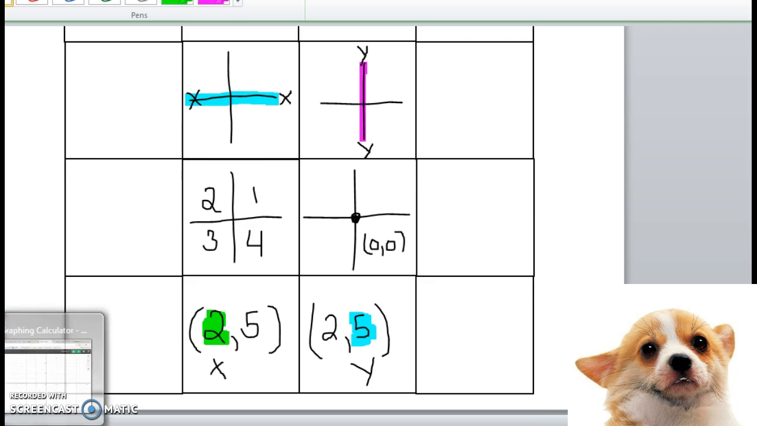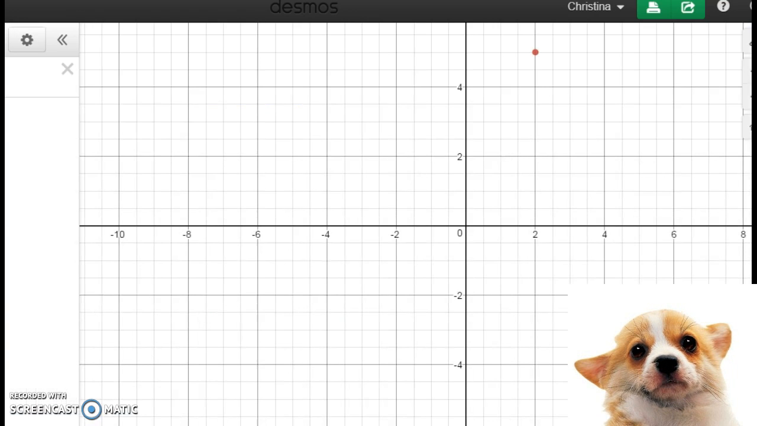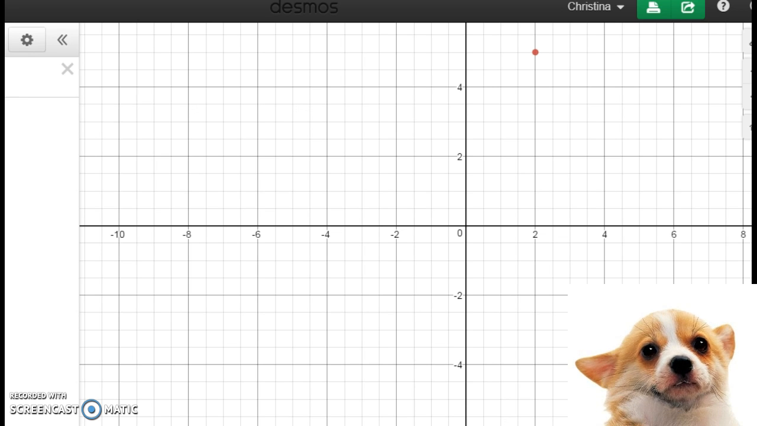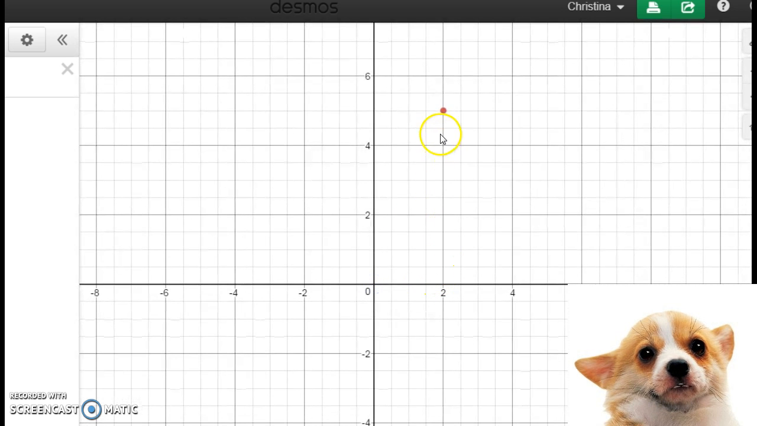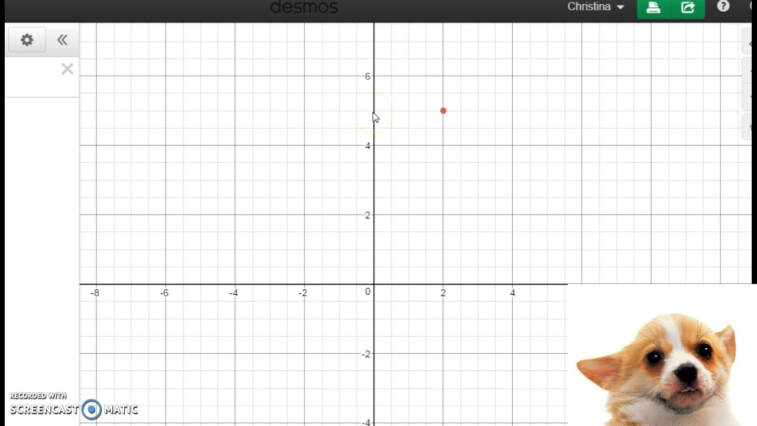Again, this video is just to help you understand and expose you to the key vocabulary that we're going to use when graphing with the coordinate plane. So as you can see, this point here, the x value is 2. And the y value is 5.